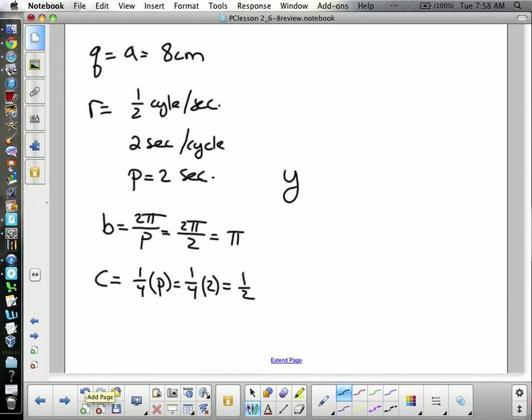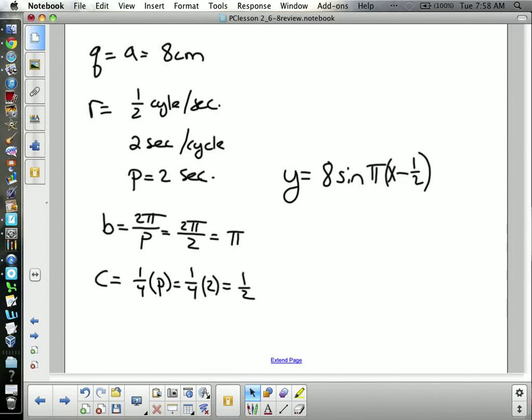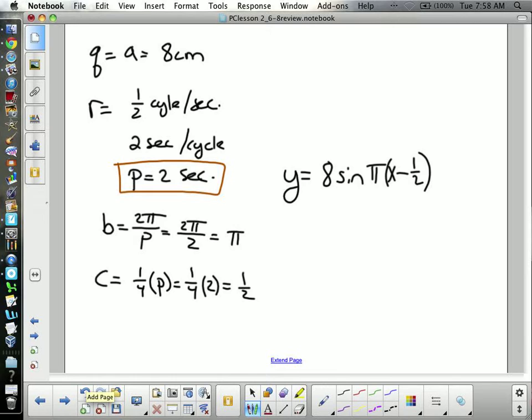So it's y equals 8 sine B parentheses x minus C. Phase shift, 1/4 of the period. 1/4 of 2 is 1/2. What was the period? Period's 2 seconds. What's 1/4 of 2 seconds? Half. Okay, that's where it comes from. And to start at the bottom of the curve.